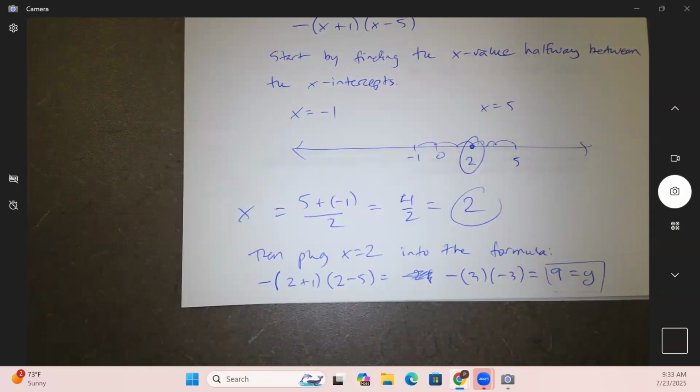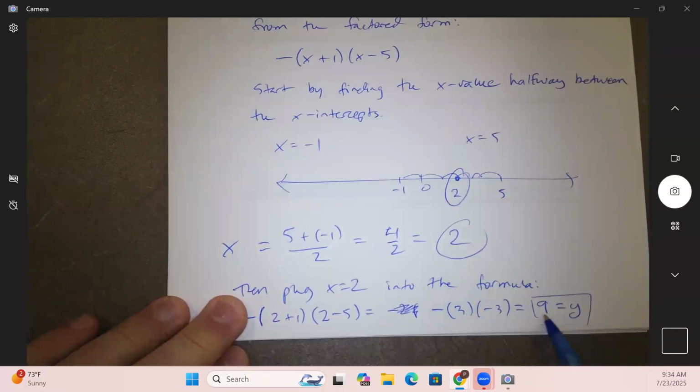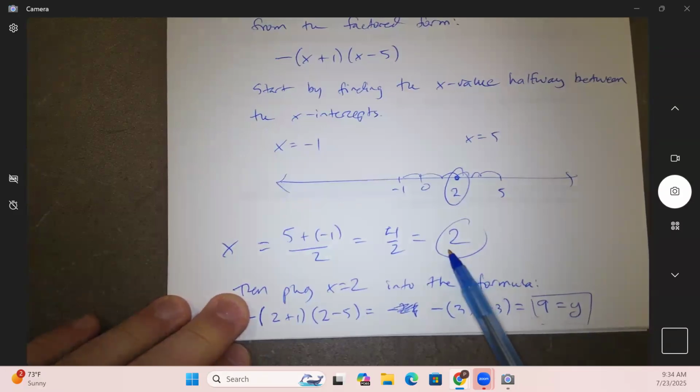You can do it completely symbolically, especially when you have the factored form. That's the easy way. I still think graphically is easier. And I think the more important thing is understanding what the vertex tells you. It tells you the maximum point, and also when you reach that maximum point. The maximum is 9, and you get there when x equals 2.